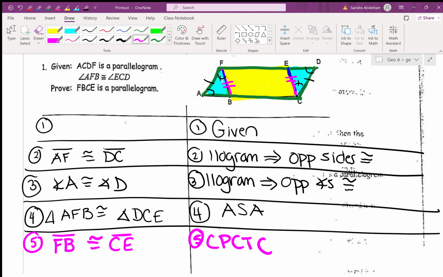Any ideas on how we can get FE and BC to be congruent? Livy. Can you do division or subtraction? We can do subtraction. It's going to be some steps before we can do subtraction, but subtraction can bring us there. So we can say AB is congruent to ED. I could put that in the same step number 5. AB congruent to DE.